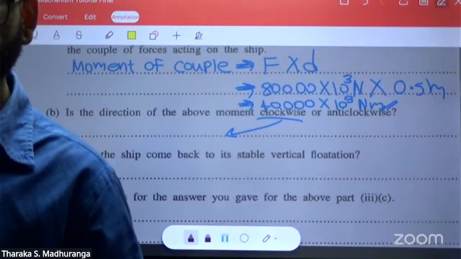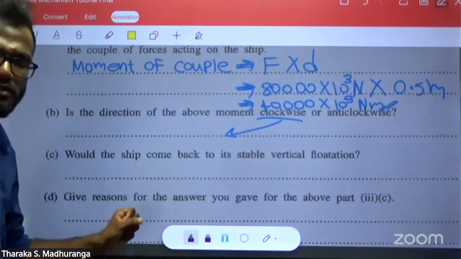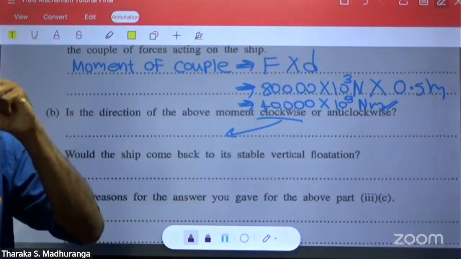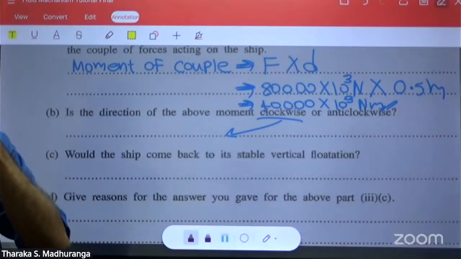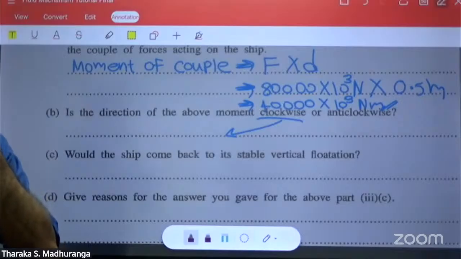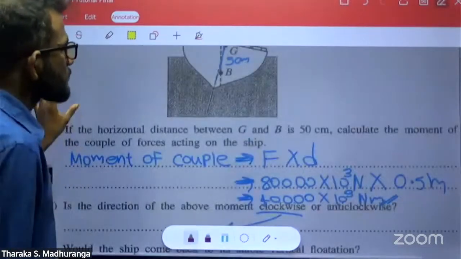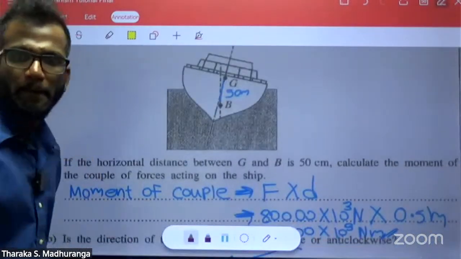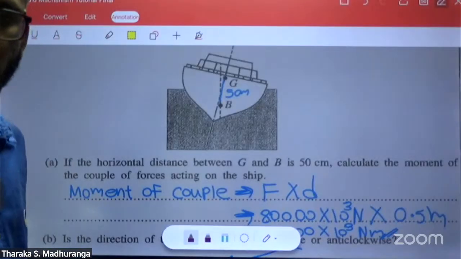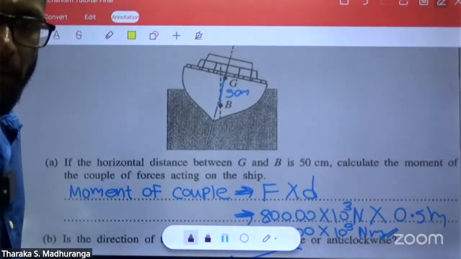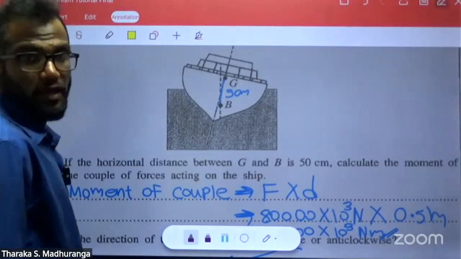Amai, what do you think? Does it again come to the previous position or not? Yes. No, Arsha. It does not come back to the previous position.